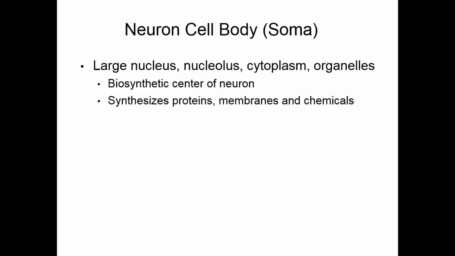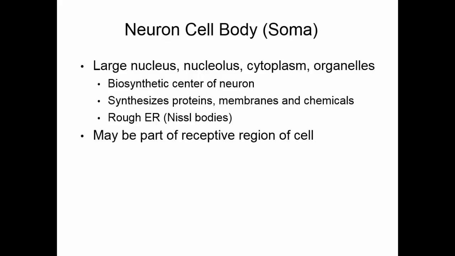All of the proteins, bits of membrane that need to be replaced, and chemicals are synthesized in the cell body. There is a lot of rough endoplasmic reticulum found in the cell body. At first glance, this looked like a totally different cell structure, and it was given the name Nissl bodies. But as we got better microscopes and could see this structure better, we realized it was just rough endoplasmic reticulum. While not its major function, the cell body can be a receptive region of the cell. Most neuron cell bodies are found in the central nervous system.